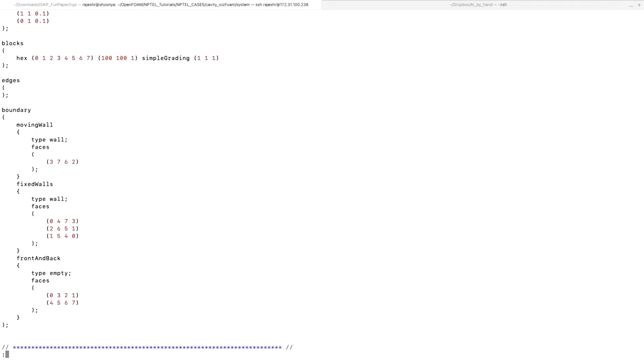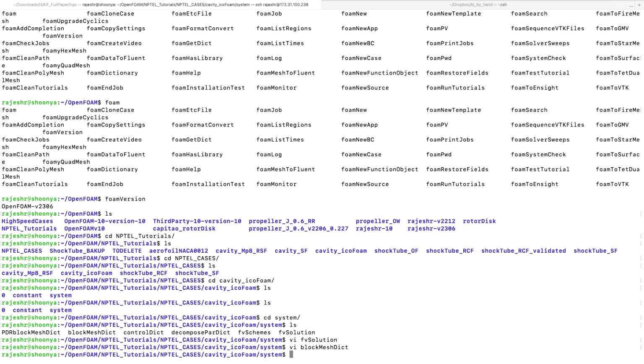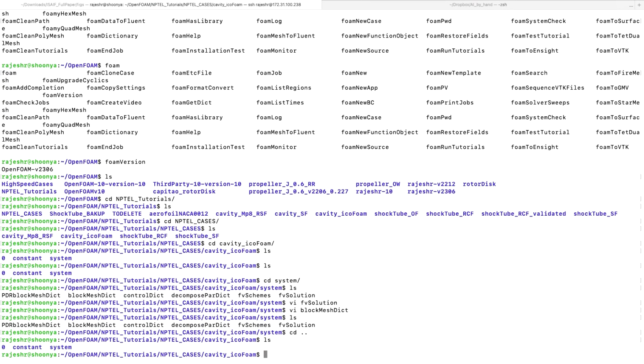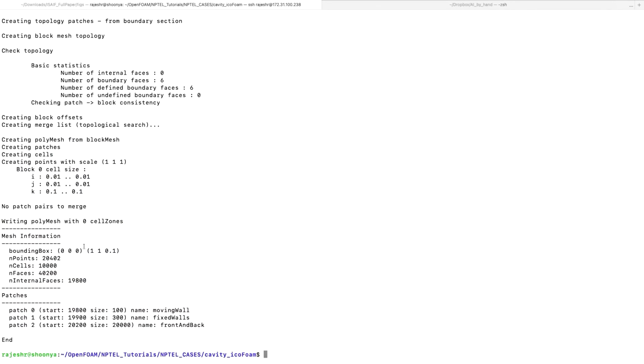Now we have made the changes in the blockMeshDict, okay, according to the way you want, and we have used the side width as 1 and number of grid points as 100. Now, what you want to do is run blockMesh. Just call this blockMesh and it will basically create the grid.